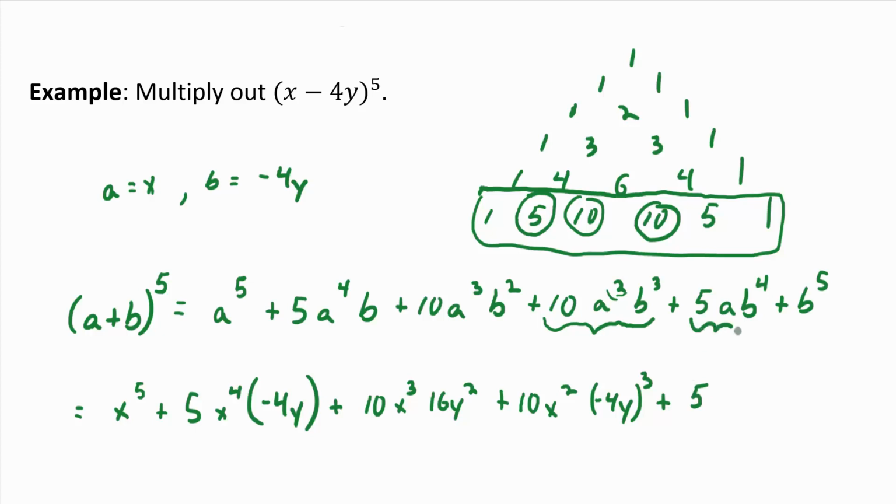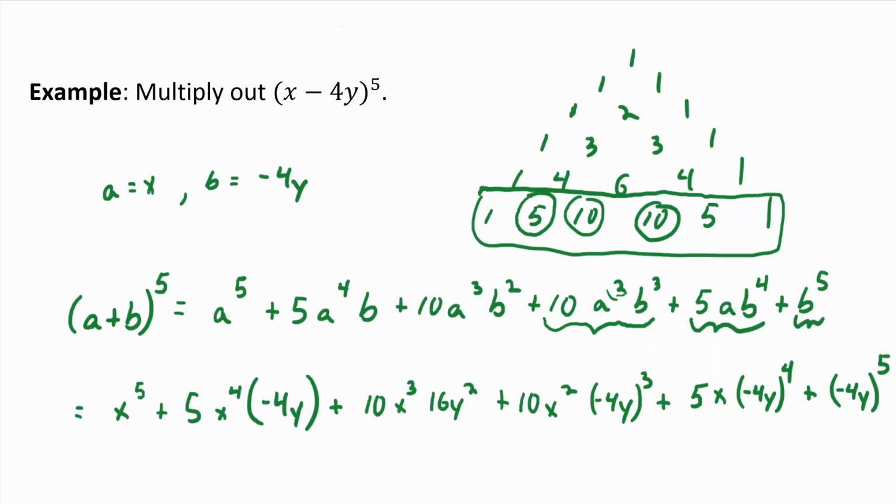5, the next one. 5 times x negative 4y to the fourth. Make sure you put the negative 4y in parentheses because that means that factor of negative 4 is brought to the fourth as well, and the negative is going to go away for that term. And then the last one, negative 4y to the fifth, filling in this guy. Does everybody agree with that?